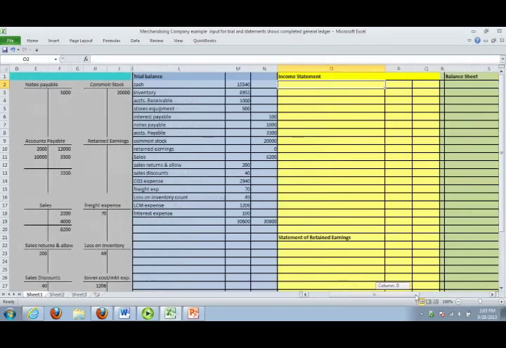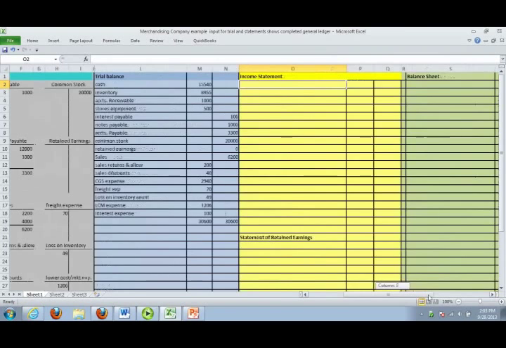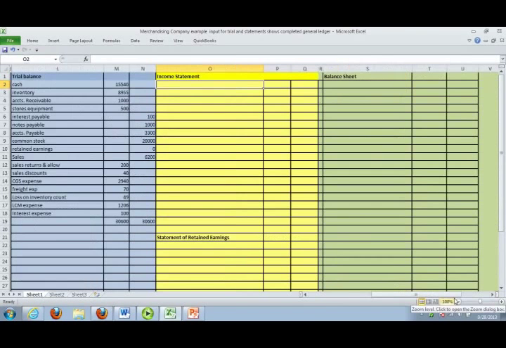Now we're ready to do the statements. I'm going to slide the general ledger off here, and we're going to do the income statement, the balance sheet, and the statement of retained earnings, which is really part of the statement of stockholders' equity, changes in stockholders' equity. So let's start with the income statement. That should be done first.